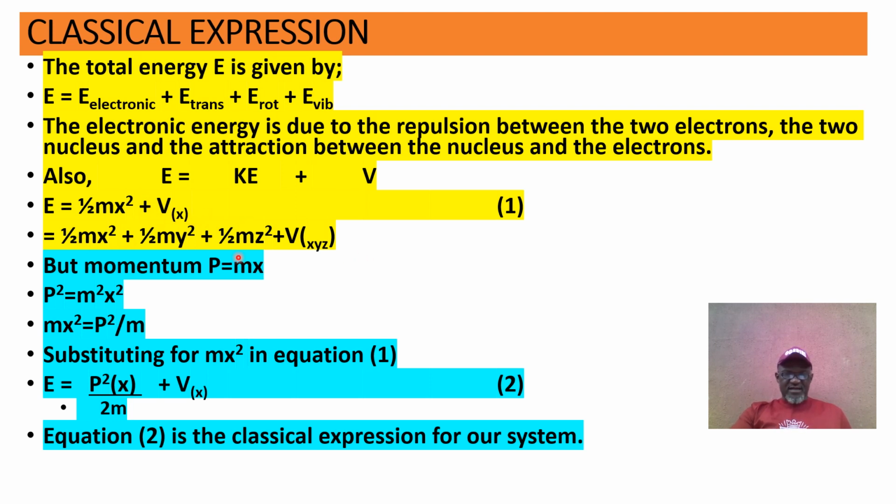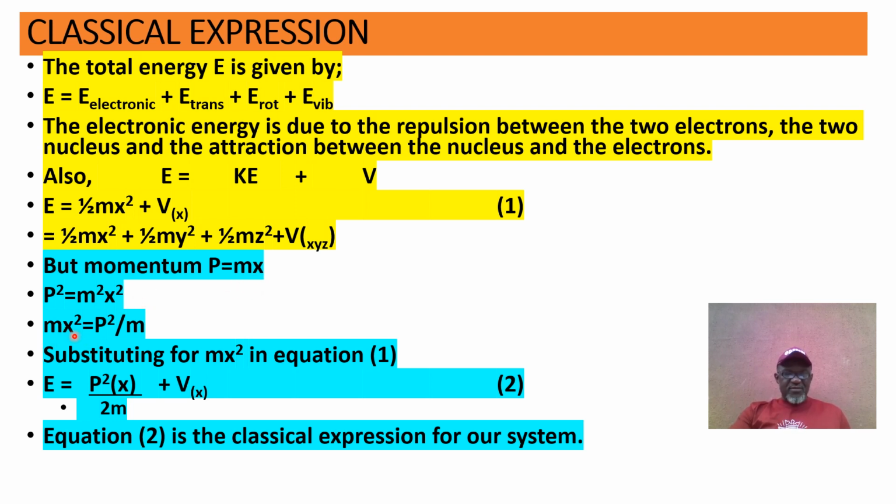But if we want to look at the three dimensions, it's going to be half mx squared plus half my squared plus half mz squared plus the potential energy in x, y, z direction. Now, momentum is mass times velocity. If we square both sides, p squared is equal to m squared x squared.